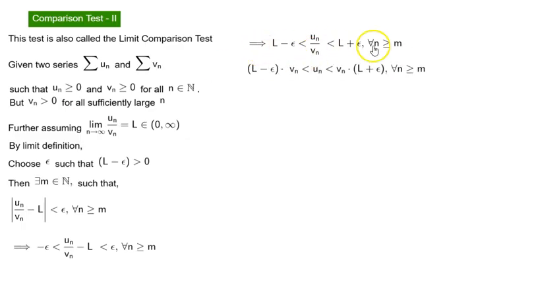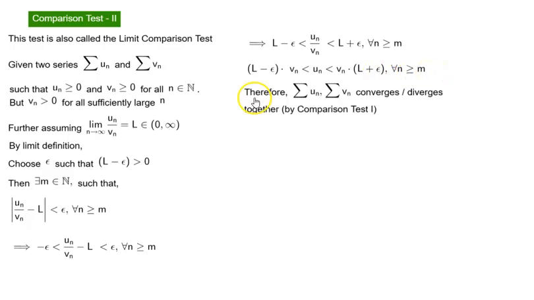Now, multiplying throughout by v sub n, we get L minus epsilon times v sub n is less than u sub n, which is in turn less than v sub n times L plus epsilon for all n greater than or equal to m. Therefore, the series u sub n and v sub n converge or diverge together by comparison test 1. So in comparison test 1, we were comparing two different series term by term. Here we are comparing the limit.